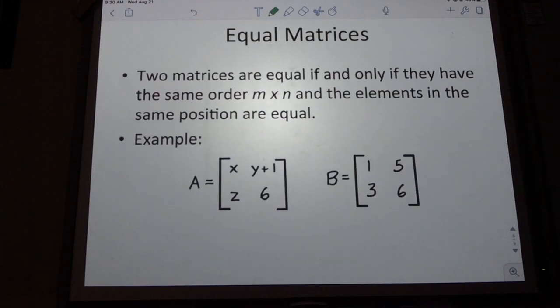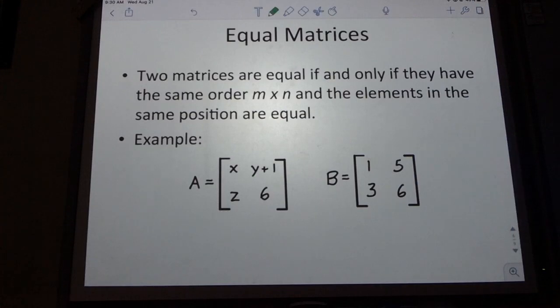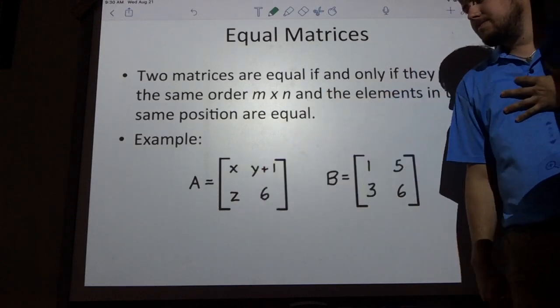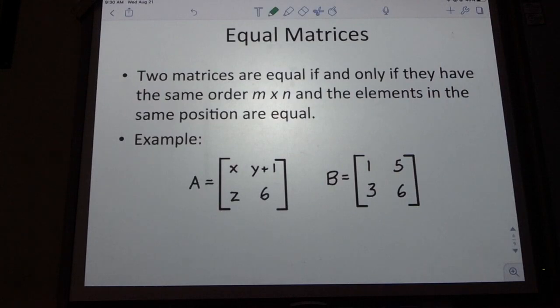All right, up next, equal matrices. That just means that these are equal to each other. That means the stuff in the top left is equal to the stuff in the top left. That means the stuff in the top right is equal to the stuff in the top right. So, can you tell me what x has to be here? 1, because it's the same. Top left has to be top left. What about z? What is z?